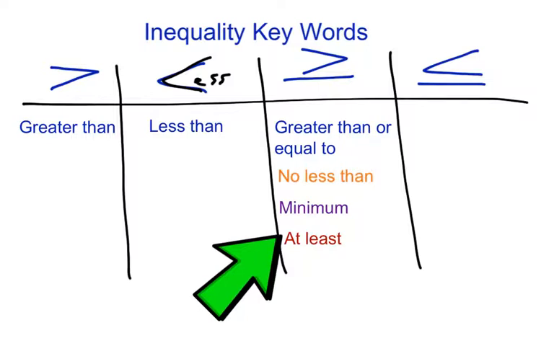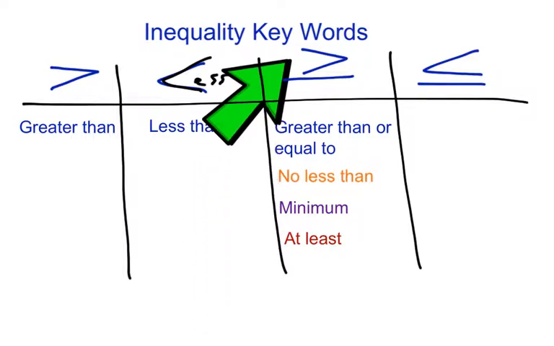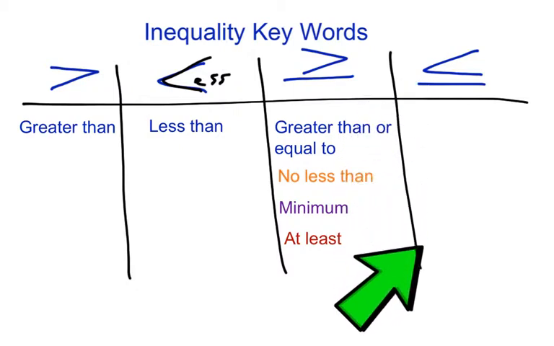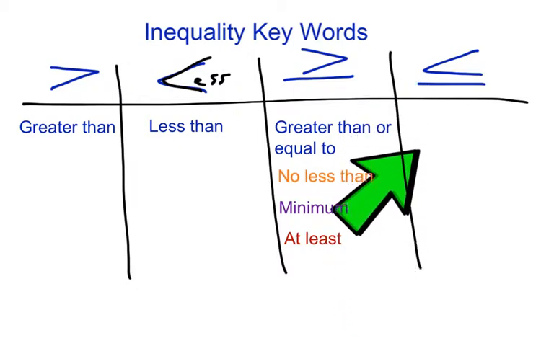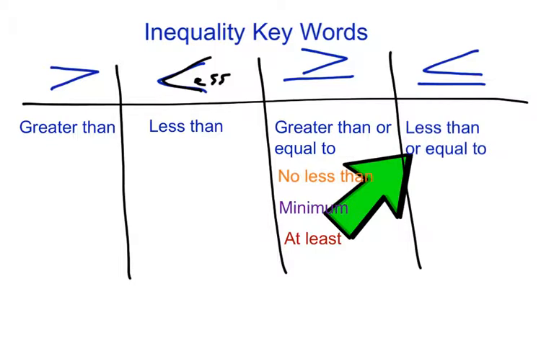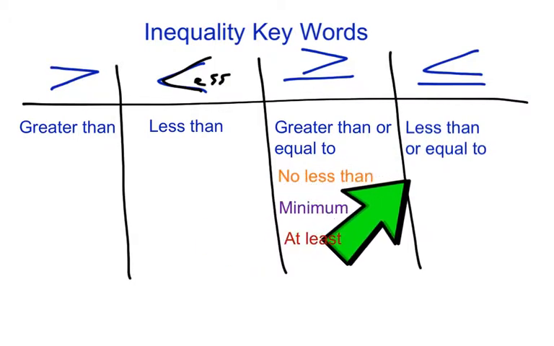Alright, now the good thing is, if you remember those for greater than or equal to, it makes less than or equal to that much easier because it's just the opposite of these words. So the opposite of greater than or equal to, of course, would be less than or equal to. And the opposite of no less than would be no more than.